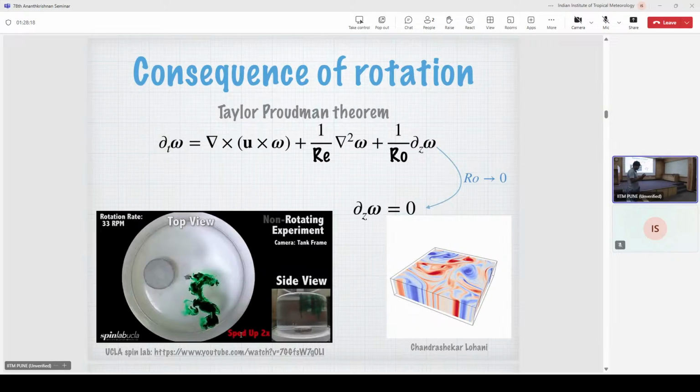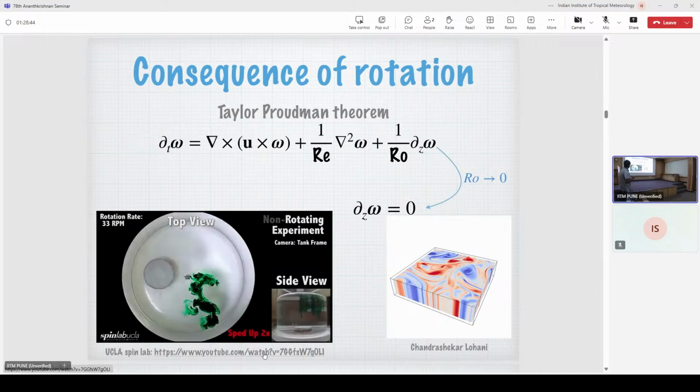So where do you see these effects? The first effect is, let's say you take just the Navier-Stokes equation and take the curl of this equation. The first consequence that you see, because you have added rotation as an ingredient into your flow, is the Taylor-Proudman theorem. You take this equation, take Rossby tending to 0. The dominant balance is that partial z of omega is 0. So you have vortices which are columnar structures.